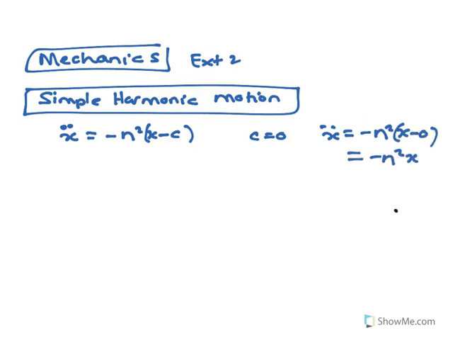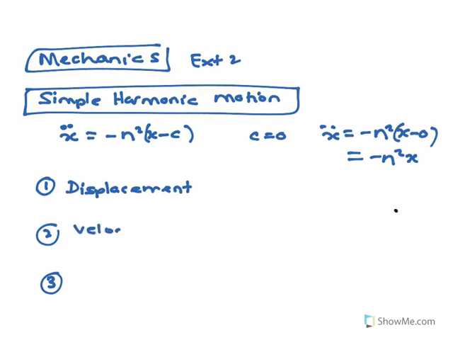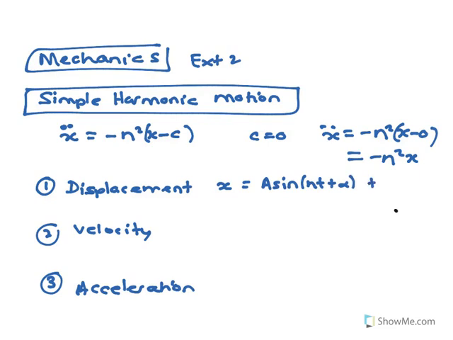So the basic form for your equations in displacement, velocity, and acceleration for simple harmonic motion is x equals a sine nt plus alpha and plus c. That's when it's shifted up, and that's the centre. The cos graph is also a good model for simple harmonic motion.